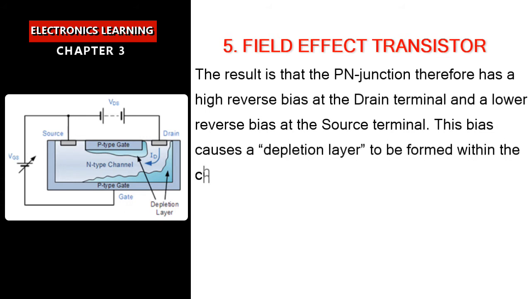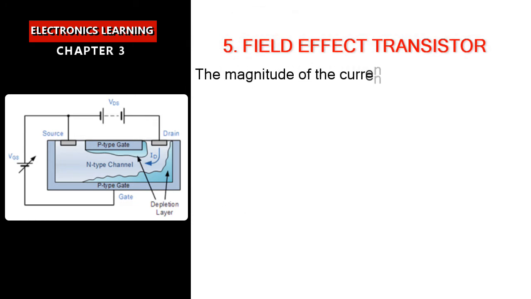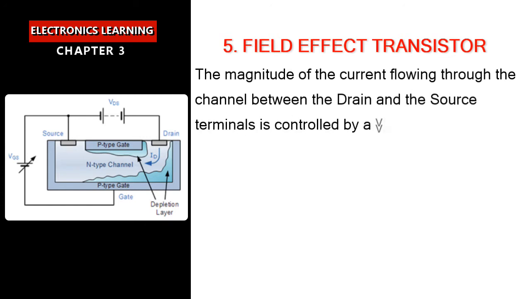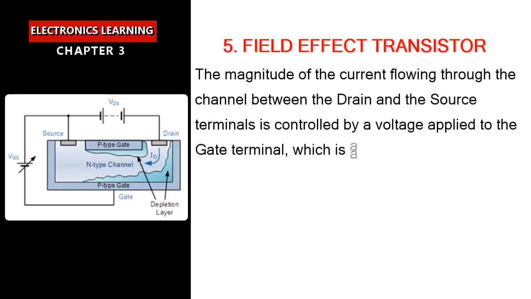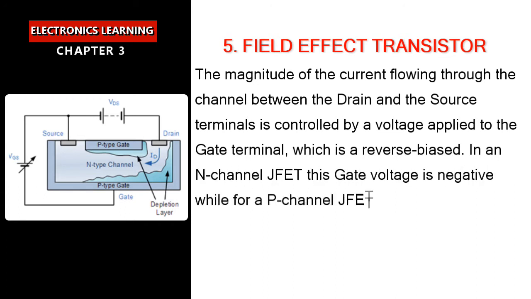This bias causes a depletion layer to be formed within the channel, whose width increases with the bias. The magnitude of the current flowing through the channel between the drain and the source terminals is controlled by a voltage applied to the gate terminal, which is reverse biased. In an N-channel JFET this gate voltage is negative, while for a P-channel JFET the gate voltage is positive.